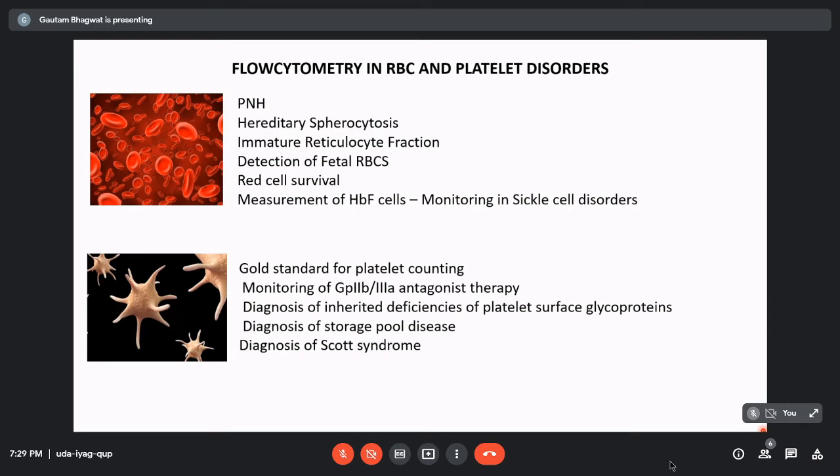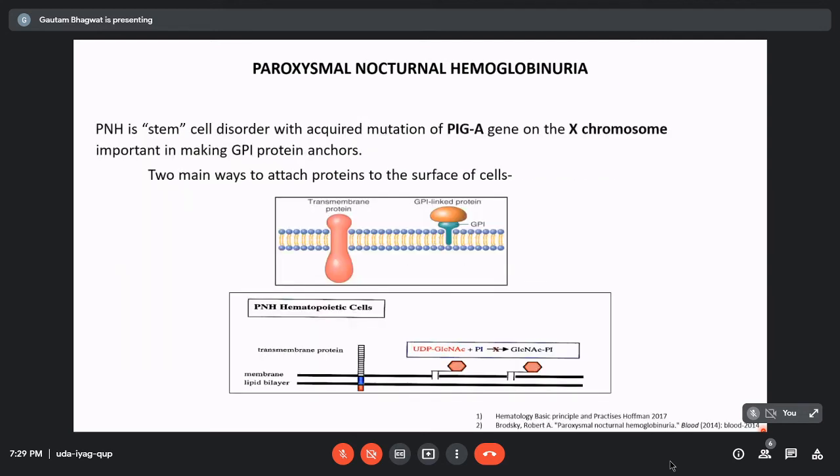Along with that, there are various applications in platelet function disorders. Flow cytometry plays a crucial role. So coming to paroxysmal nocturnal hemoglobinuria, PNH is a stem cell disorder with an acquired mutation of the PIGA gene, or the phosphatidylinositol glycan A gene, on the X chromosome, important in making GPI protein anchors.